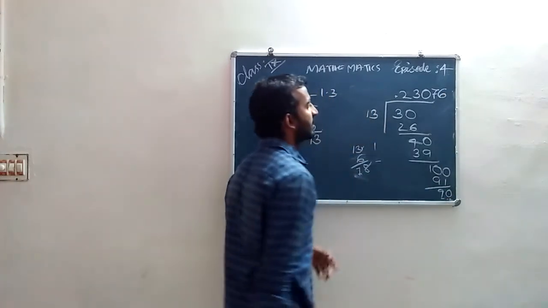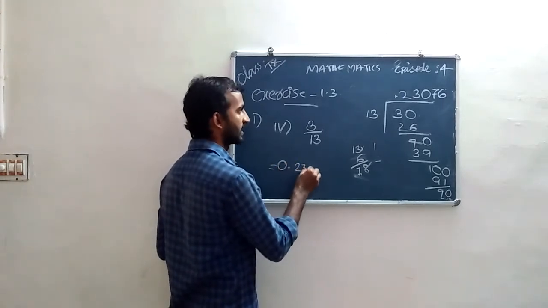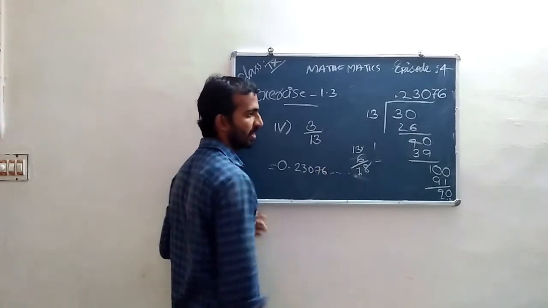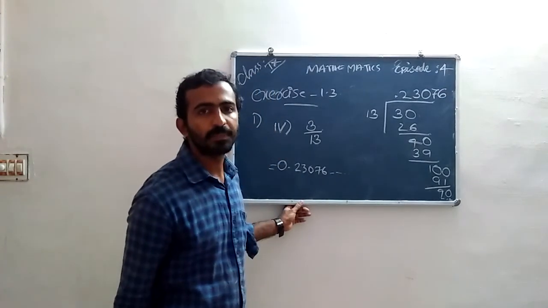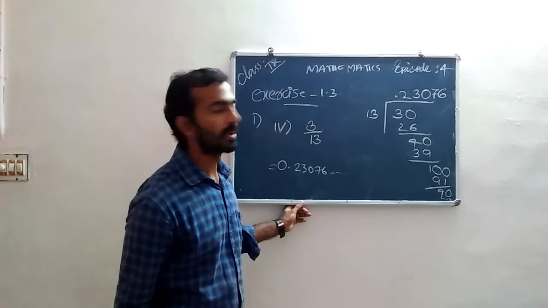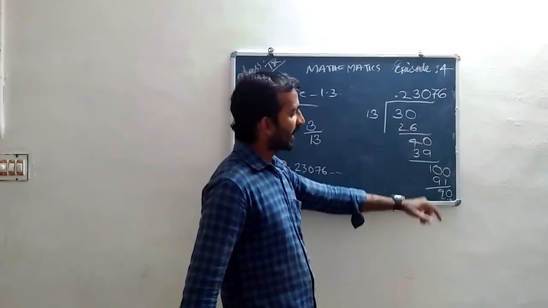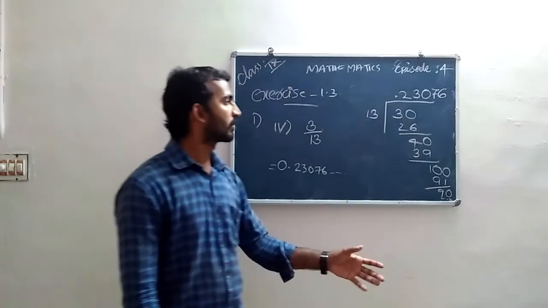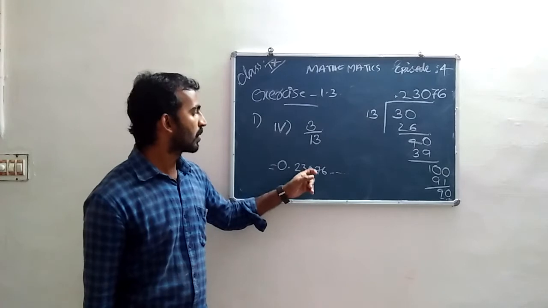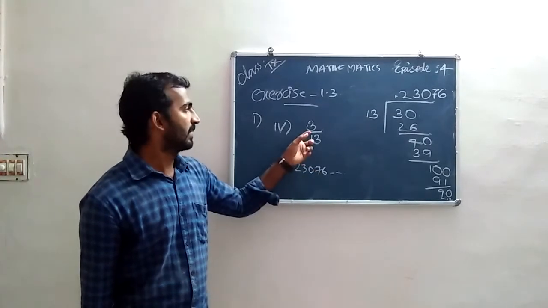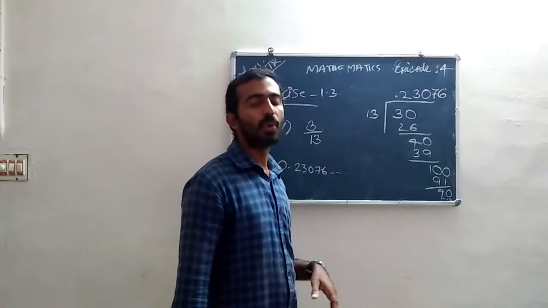What is the answer? 0.2307 etc. Is it? Yes. This is a non-terminating number because the remainder goes 4, 1, 9, 12, etc., going on infinitely. So we write 0.23076 etc. So 3 by 13 is non-terminating.